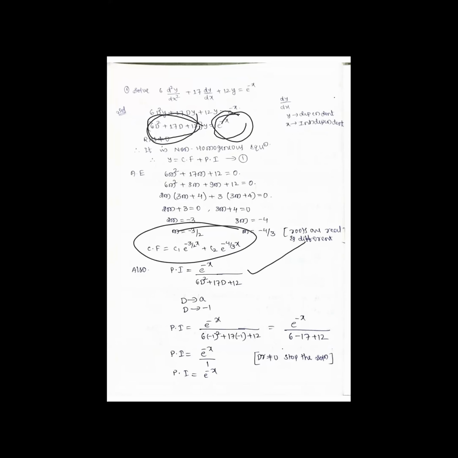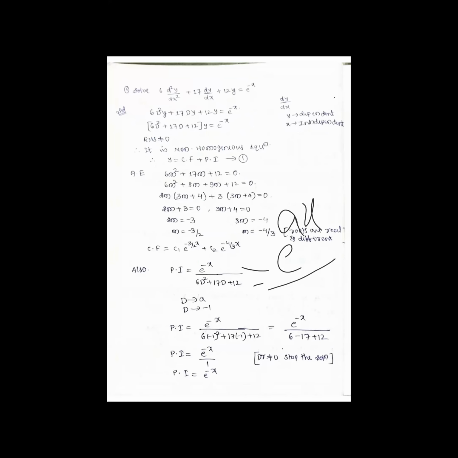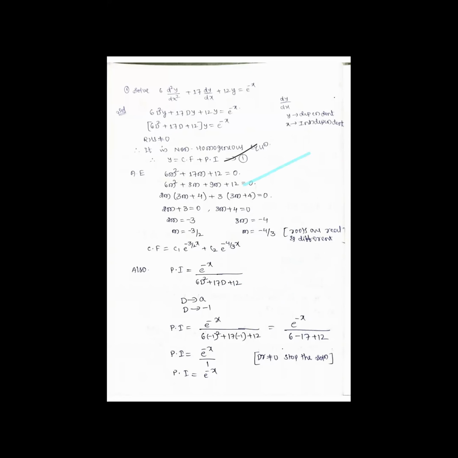Yes, sir. Okay, fine. So next, how is it looking? This is looking like e raised to ax divided by f of D. Correct? So whenever this is coming, this is type 1. So D is replaced by a. So here just compare this one and this one. A means what here? Minus 1. Right? D is replaced by minus 1. So that is 6 into D is here.